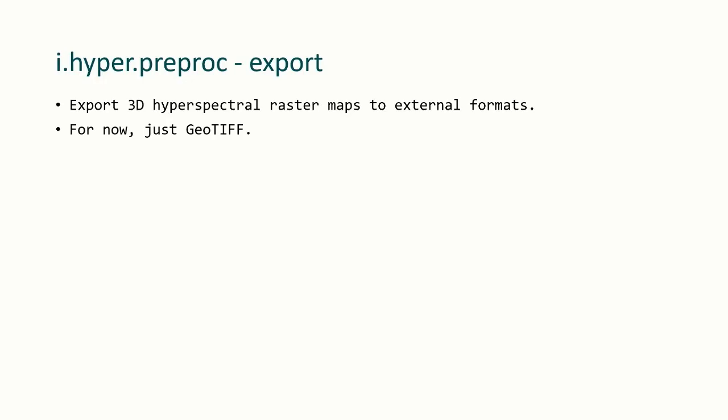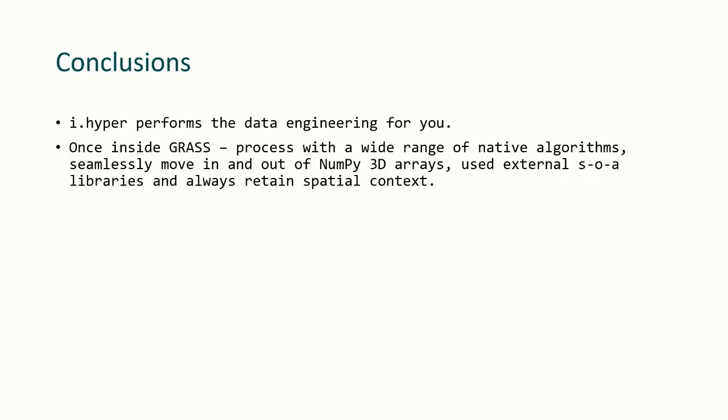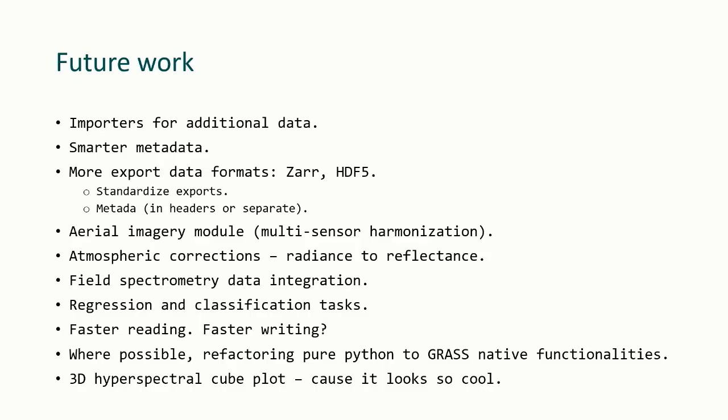We are quite confused about H5 standards because they are still not there, but we want to implement more of them. So generally, i.hyper offers you all these preprocessing steps, and once inside your GRASS, you can really work within GRASS, go out, and get more from your data. So there is a lot of future work that we want to do.